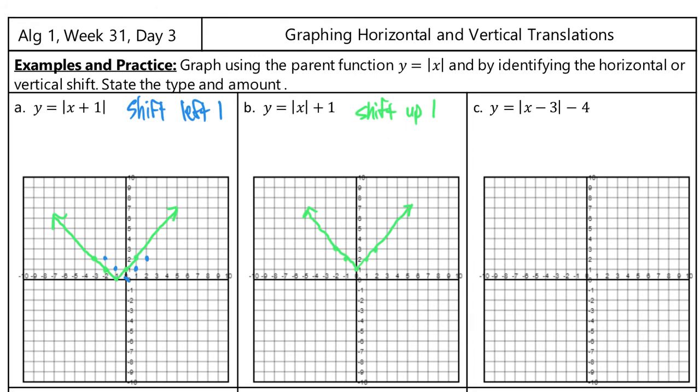This last one has 2 things. So inside this -3, negative for x is left, so we want to do the opposite. We want to shift right 3. And then the -4 on the outside, we're going to shift down 4. So right 3 and down 4. And then just go up and over 1 each direction with symmetry and stuff. And voila!